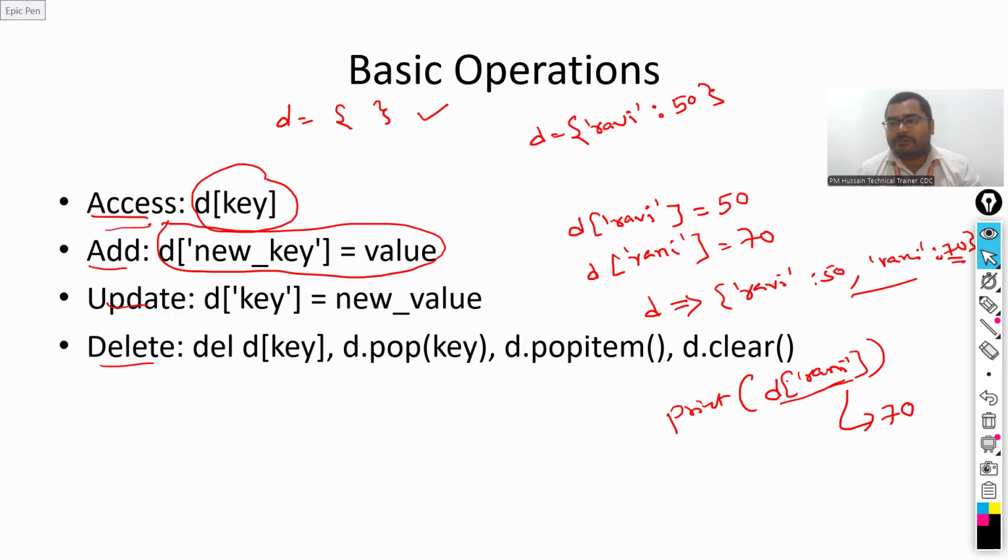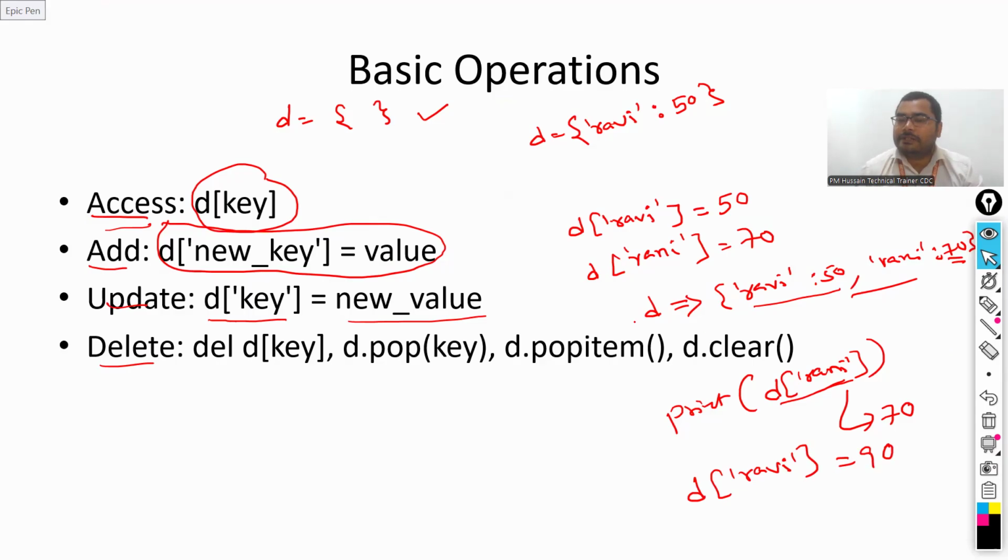There is another way also, we'll discuss it later. So this is one way. Next, if you want to update: Ravi's marks is 50 here, and now I want to update it to 90. In such a case, how can we update? For updating also, we use the keys only. So D of key is equal to the new value. You need to specify which one you want to modify, Ravi's marks. So D of Ravi, I want to update it to 90.